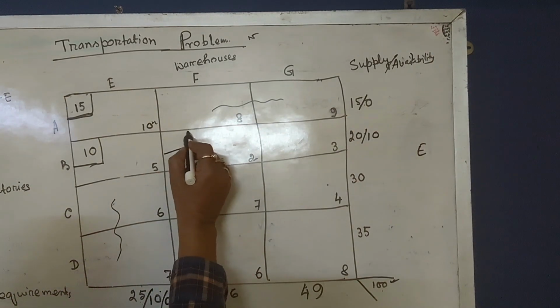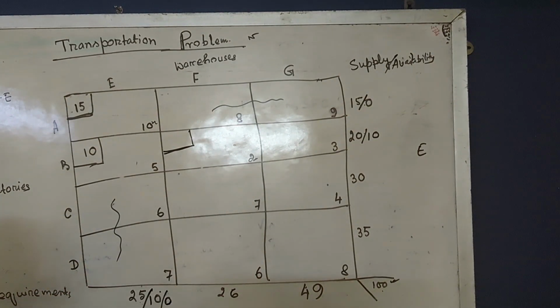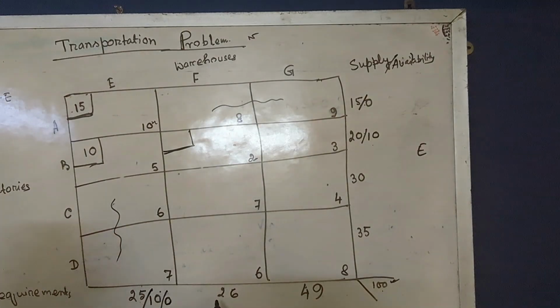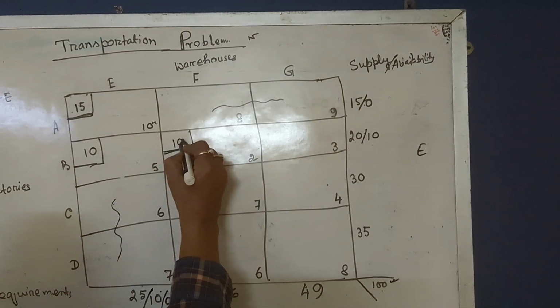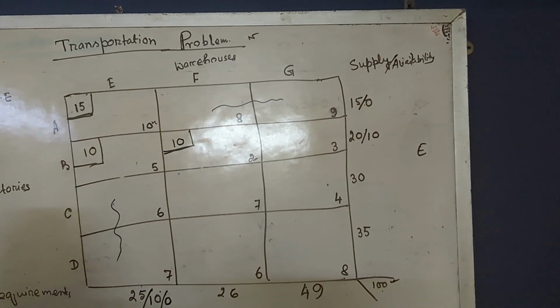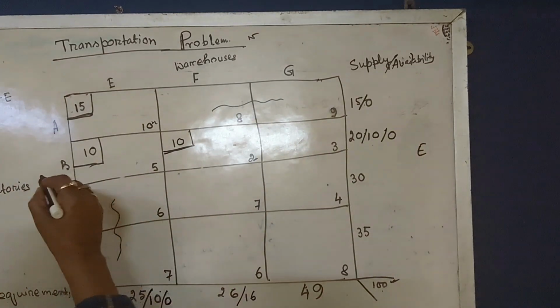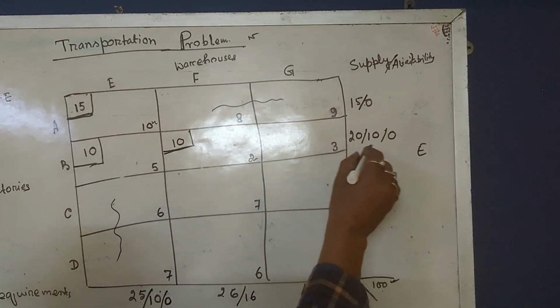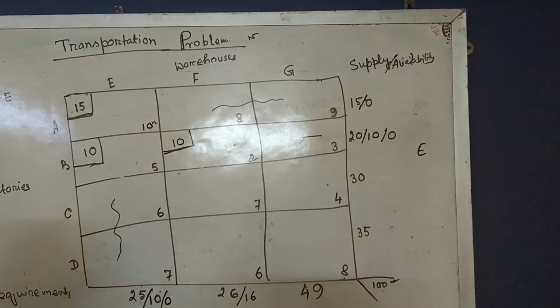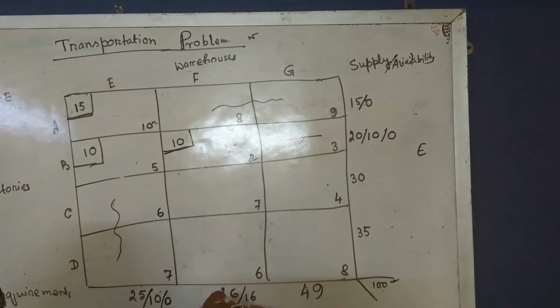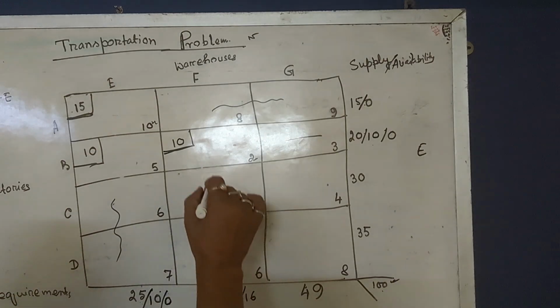So how much will you allocate here? 10 and 26. What is the minimum quantity? Out of 10 and 26, the minimum is 10. That's why 10 will be written here. Okay, 10. So the balance requirement is 16 and this is saturated. That means all available units of factory B have been shifted. You cannot move further here. This place is blocked, so horizontally is blocked. You have to move vertically.